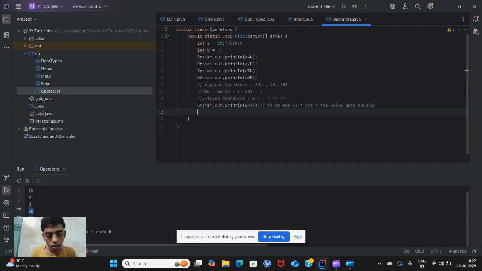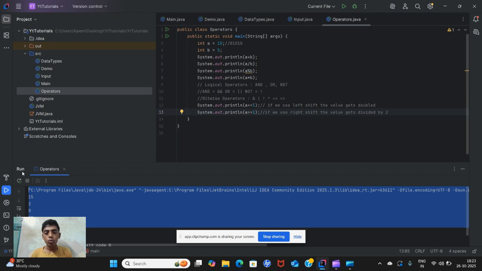Now a right shift 1. If we use right shift, the value gets divided by 2. See what the output should be over here? 5. See, 5 is the output. We use these left shift and right shift operators quite a few times, so try to familiarize yourself with them. Try to use multiple values over here. I've just given only one, so you could also try it with other values.